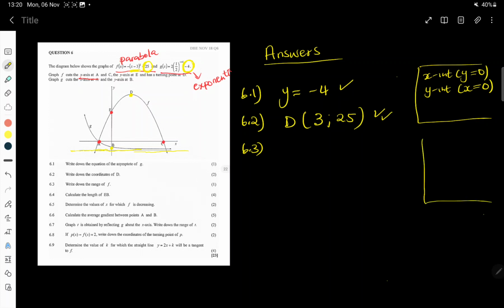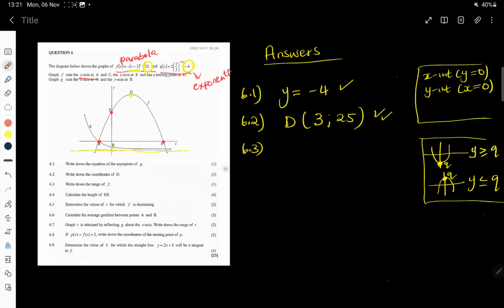Then 6.3, the range of f. We have two cases. When you have a smiling graph, you have a minimum point. When you have a frowning graph, you have a maximum point. So when you have a minimum, just note that your range is going to be the set of y values. So y must be bigger or equals to this value, let's say the q value. Then when you have a maximum, y must be less or equals to q.